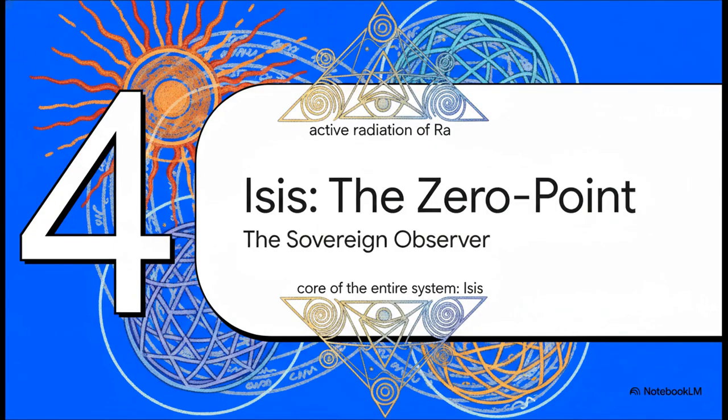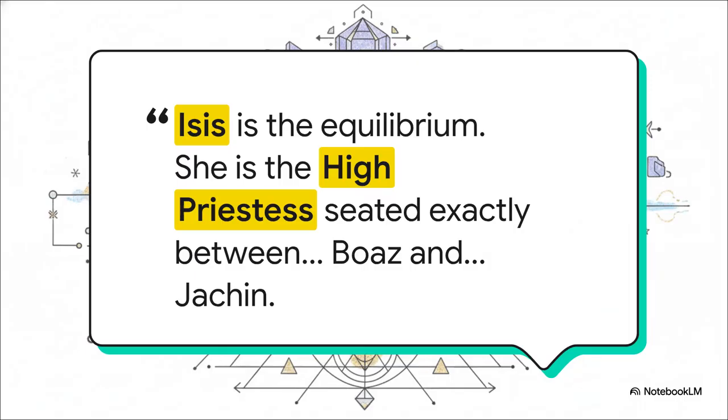All right, Section 4, Isis, the 0 point. So the really crucial question here is how do these two massive opposing forces, the active radiation of Ra and the bounding containment of El, interact without just tearing everything to shreds? Well, that introduces the very core of this entire system, Isis. Isis sits in absolute perfect stillness.